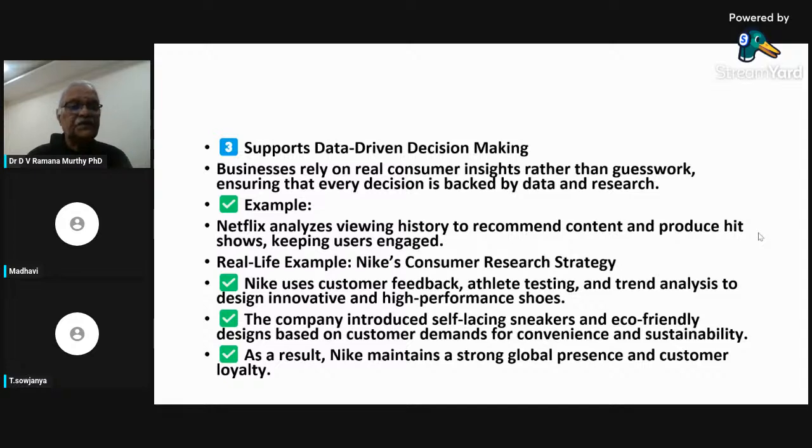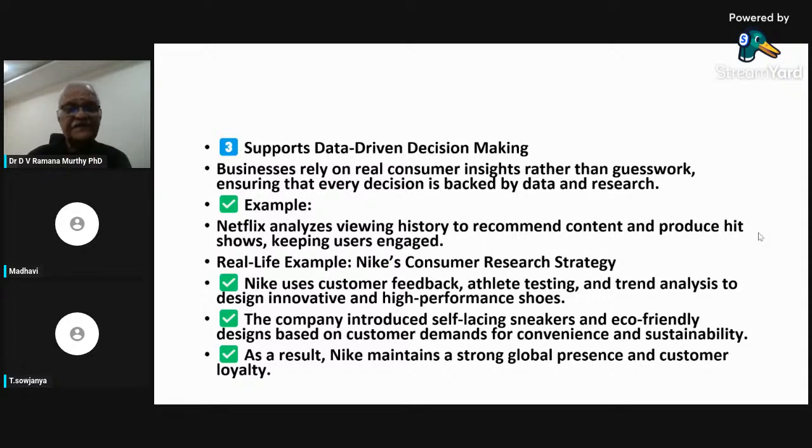So, for example, Netflix analyzes viewing history to recommend content and produce hit shows, keeping users engaged. Because how do they know what type of shows they can put in, and what type of movies that they can recommend, so that people will be subscribing to Netflix.